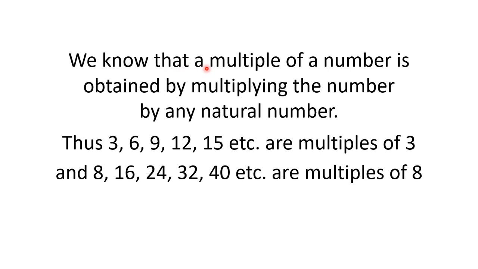We know that a multiple of a number is obtained by multiplying the number by any natural number. Thus 3, 6, 9, 12, 15, etc. are multiples of 3. Because 3 1 the 3, 3 2 the 6, 3 3 the 9, 3 4 the 12, 3 5 the 15. So 3 has been multiplied by natural numbers 1, 2, 3, 4 and 5, etc. They are all multiples of 3. Similarly 8, 16, 24, 32, 40, etc. are multiples of 8.